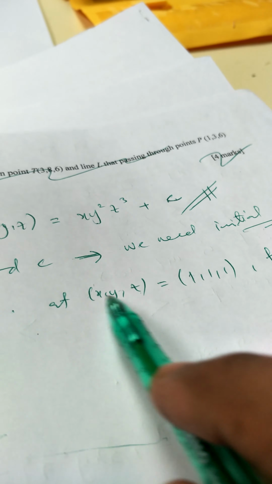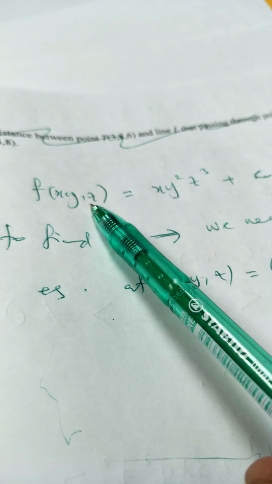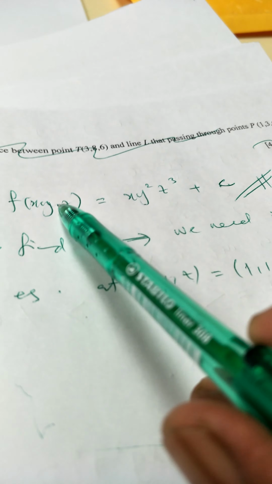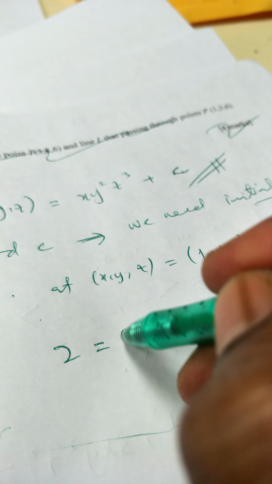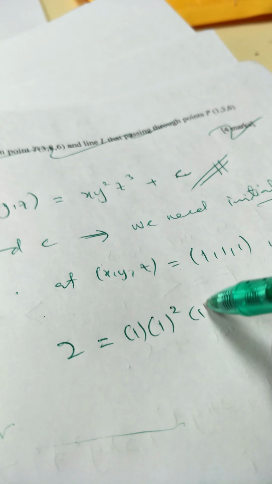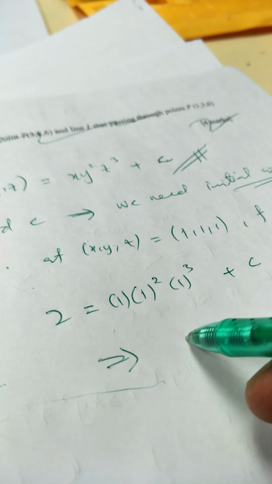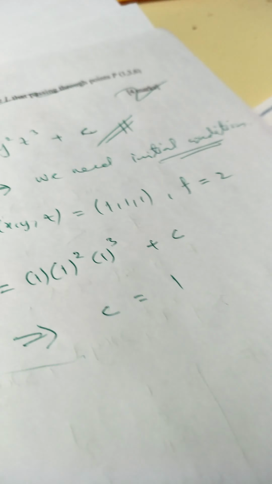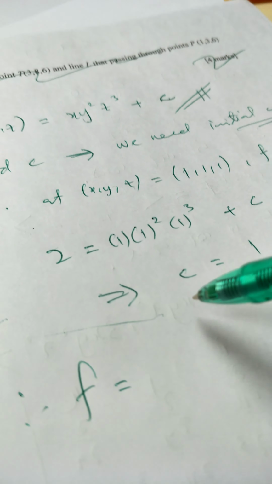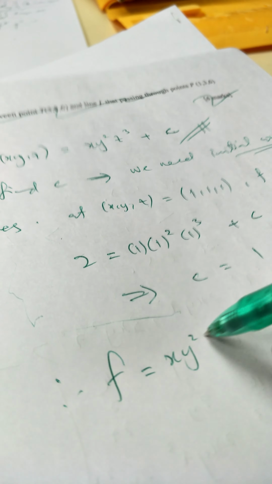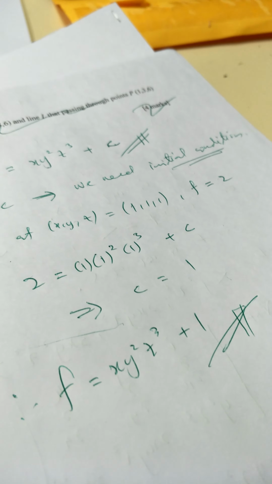So using this initial condition, you can substitute into the obtained f here. Then we have f equal to 2. Then f(1,1,1), so you have 1 squared, 1 cubed plus c. From here you have c equal to 1. Alright, so therefore our f is xy squared z cubed plus 1.